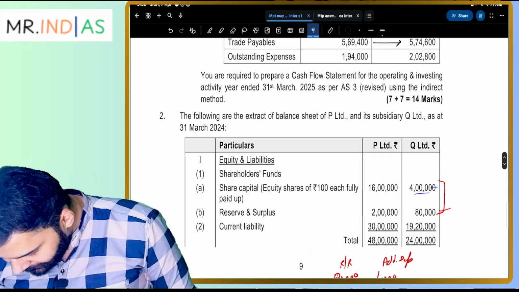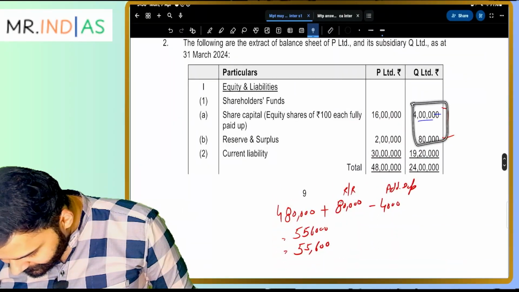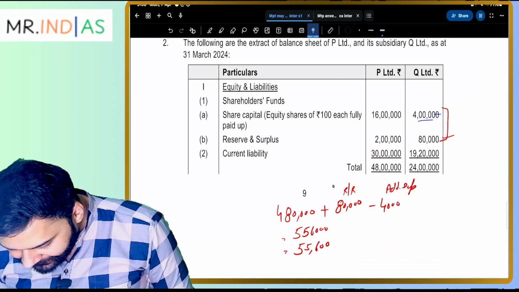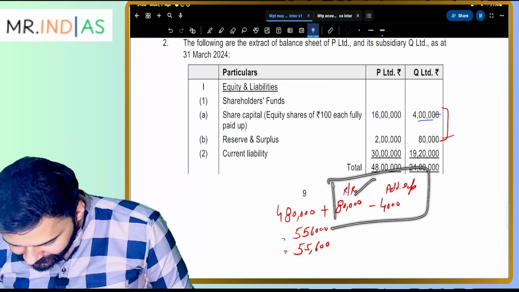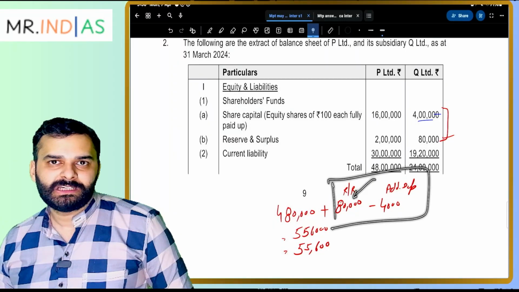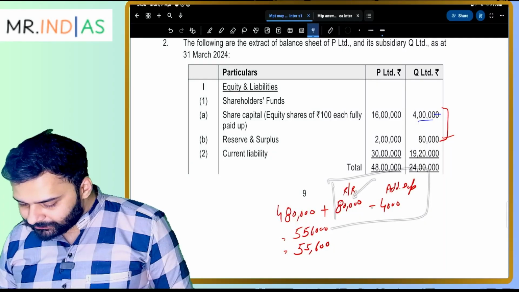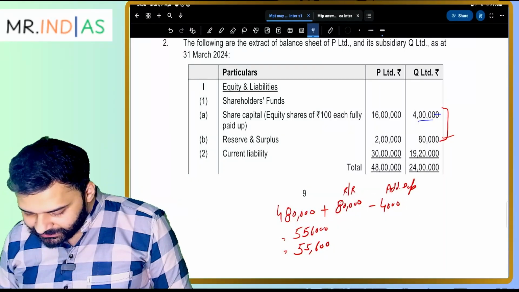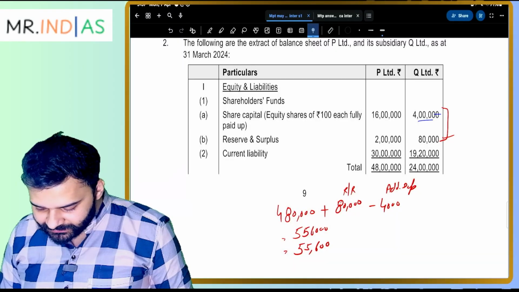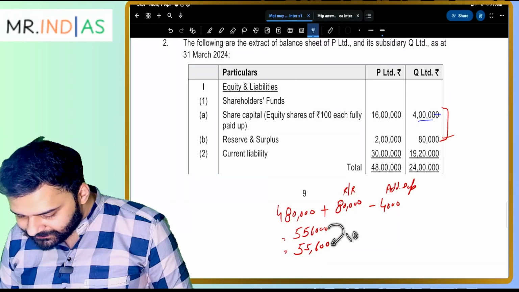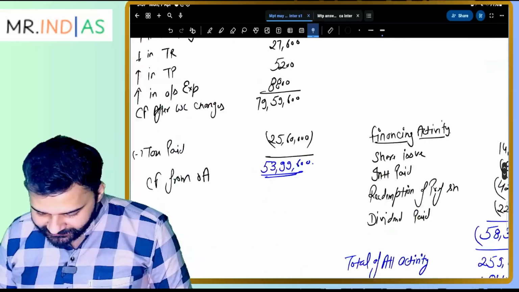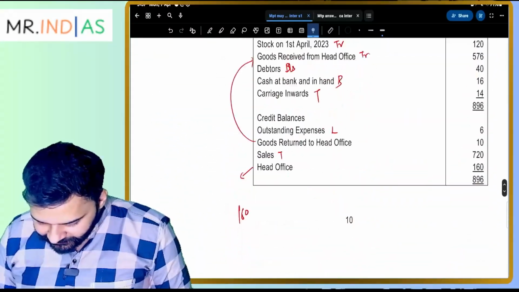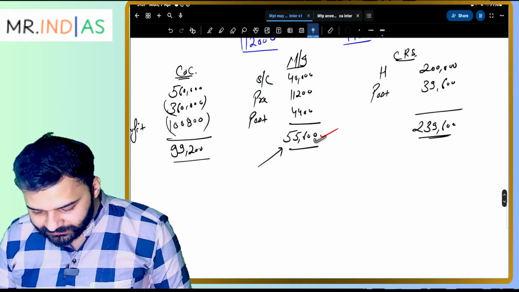You're going to calculate Q Limited net assets, which is 4,80,000. Add any consolidation adjustment. You add revaluation reserve because it will increase your reserves. You deduct depreciation because it will reduce your reserve. The net comes out to be 5,56,000. Multiply by minority interest 10% and you will get 55,600. So 55,600 would be your minority interest.